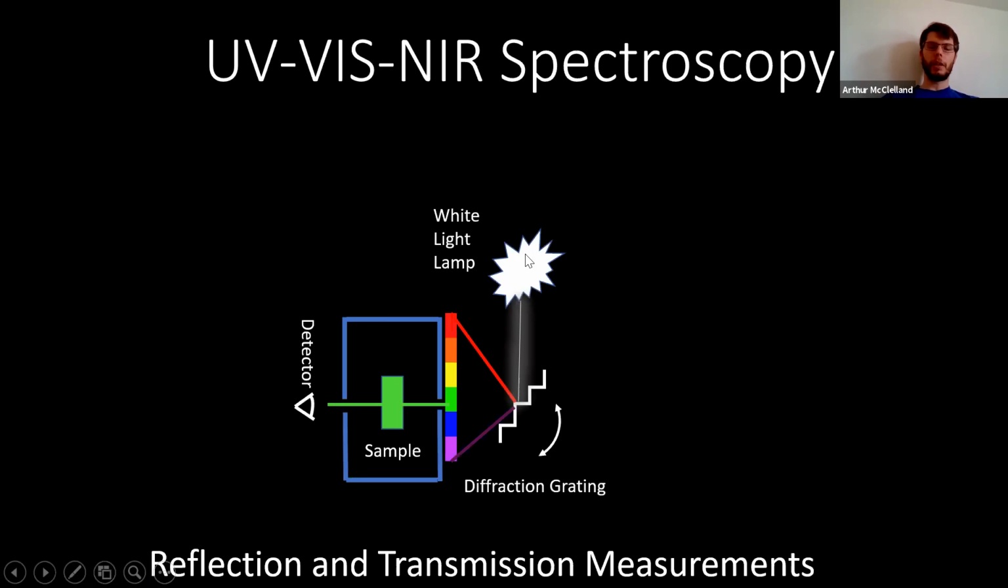We can do it in transmission geometries. So again, the white light goes off the diffraction grating through a monochromator. We just send the light straight through the sample. As we translate the rainbow back and forth, we'll get different colors going through the sample, and we can measure with the detector what wavelengths transmit best.